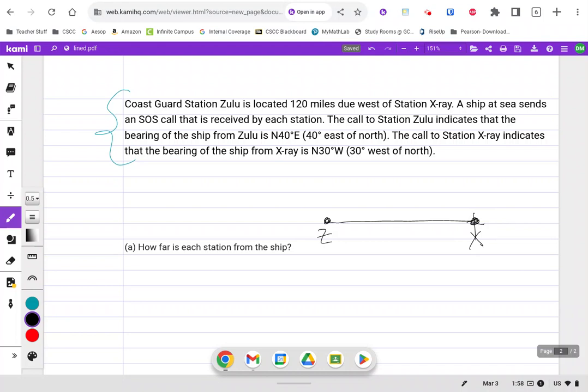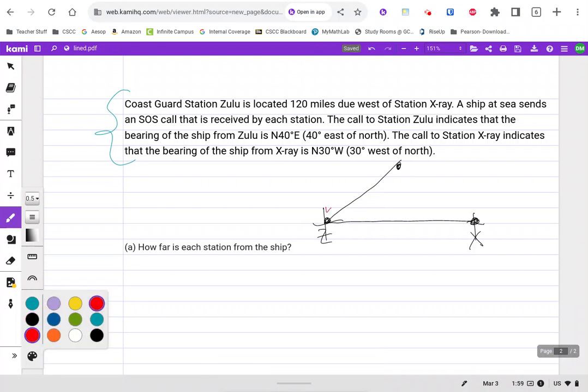All right. Now, they both get an SOS call from a boat way out yonder. That's the boat. So my bearings from Zulu are north 40 degrees east. That means this little angle in here is 40 degrees, which means this interior angle that I really need is 50.